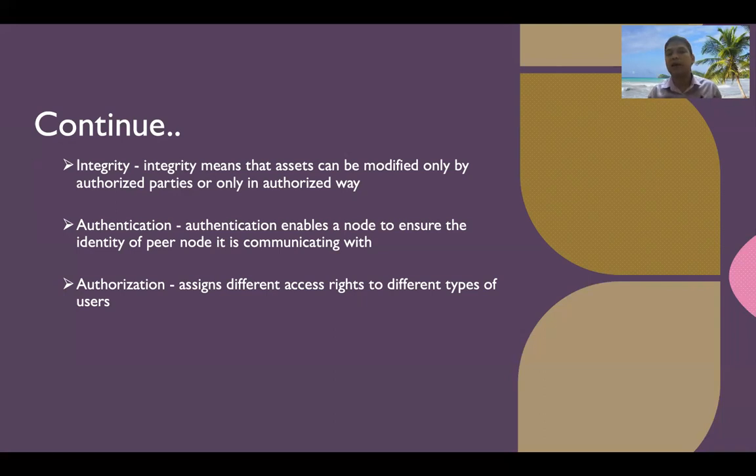The next one is authentication. Authentication enables a node to ensure the identity of the peer node it is communicating with. For example, authentication using a username and password, so that you can log in to the system. This is what we consider authentication.